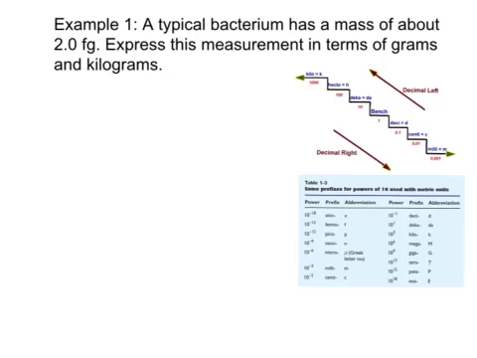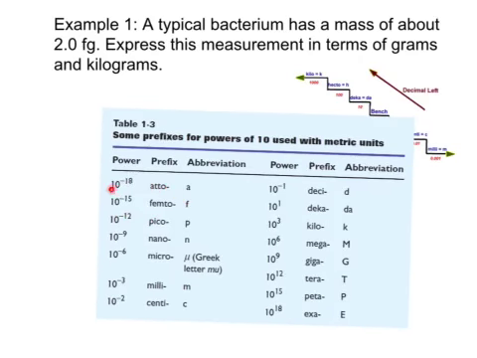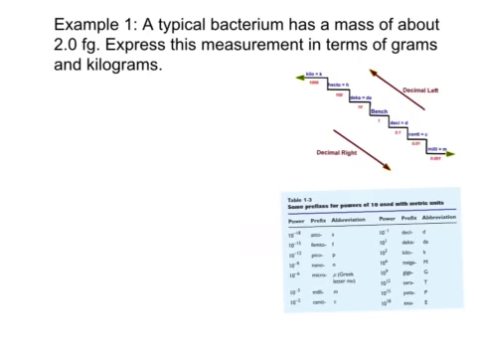Well, if we look at our table of metric prefixes, we see here's femto right here. It's 10 to the negative 15. What that means is we need to move the decimal 15 places, depending on where we are on our staircase, right? So femto is a small prefix. It's down here at the bottom of the staircase. It's 15 steps from grams right here in the middle. So what we'd have to do is take 2.0 and move the decimal point 15 places to the left, right? So that's going to put a lot of zeros on there, right?